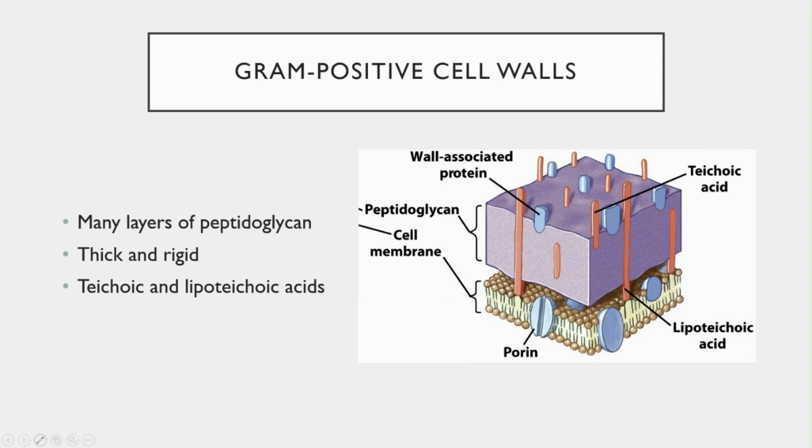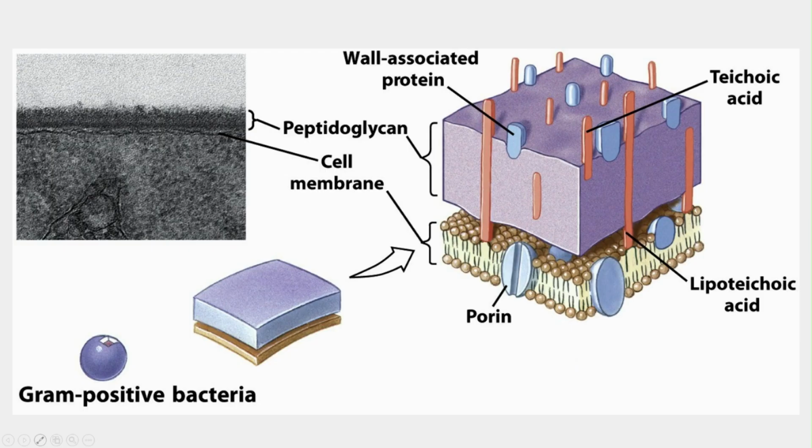Both gram-positive and gram-negative bacteria contain plasma membranes, and they also have porins, which are small membrane-bound proteins that act as channels for moving things in and out of the cell. The electron microscope image shows how thick the peptidoglycan layer can be, and then this thin cell membrane inside of it.